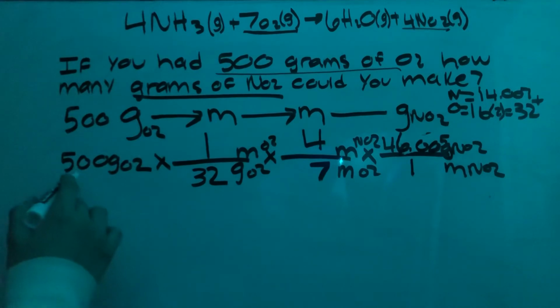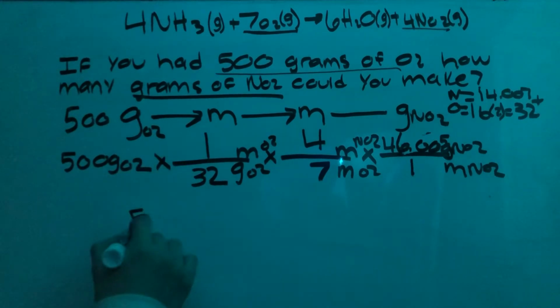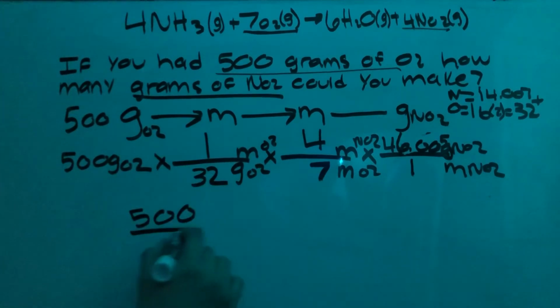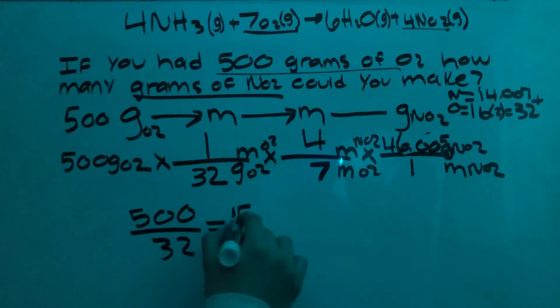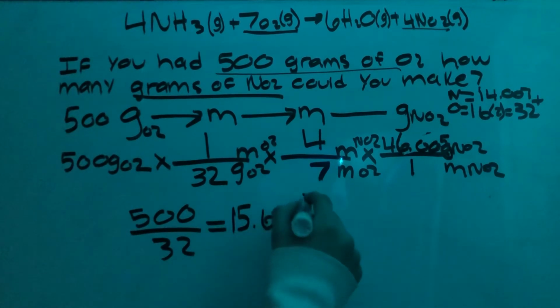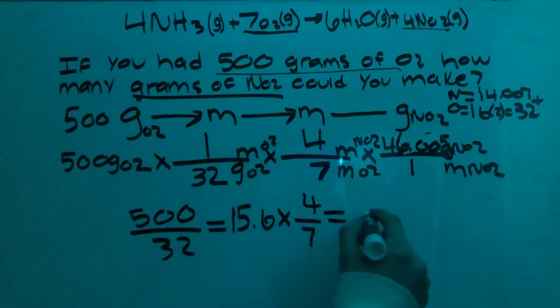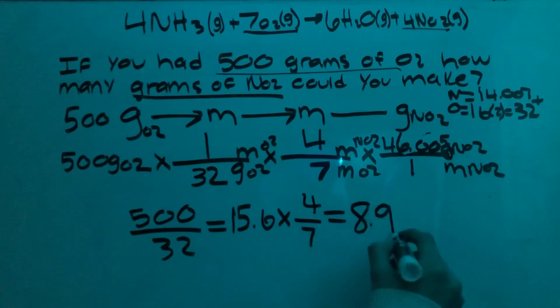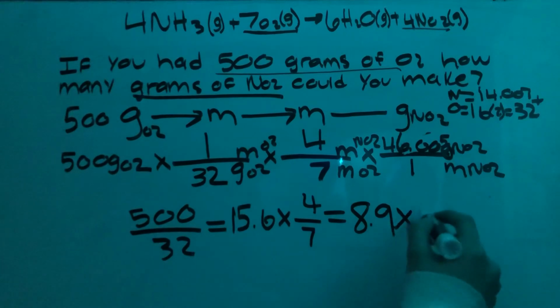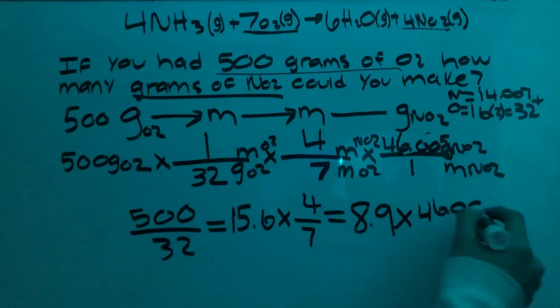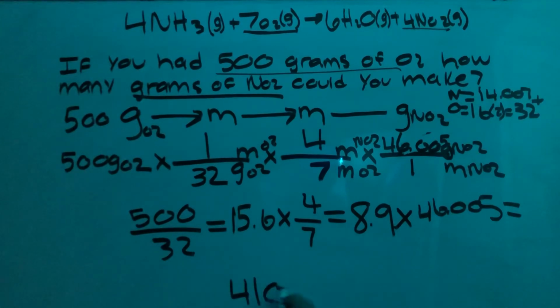So we start with 500 times 1, and that's 500, divided by 32. And that gives us 15.6. And then we're going to be multiplying 15.6 by 4 over 7, which is going to give us 8.9. And then you're going to be multiplying that by 46.005, which is going to be equal to 410.1.